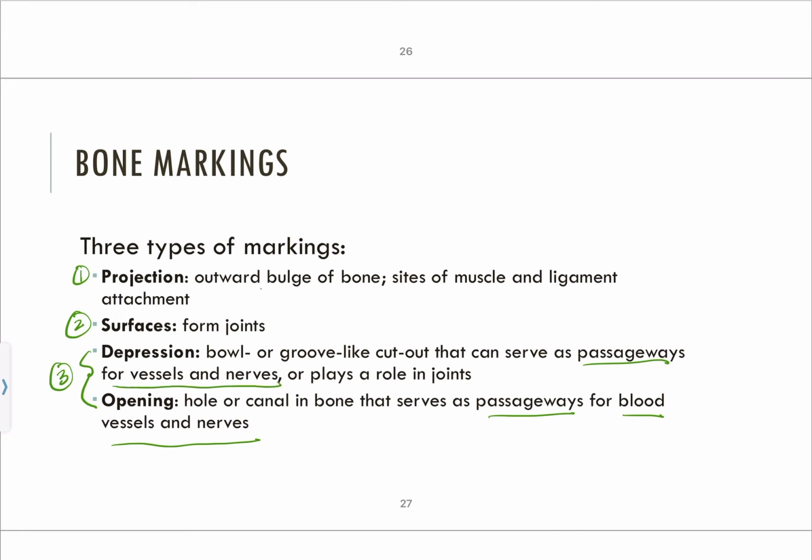When we talk about a projection, what is a projection? It's an outward bulge of bone, and this is going to be sites where muscle and ligament attachment can occur. And when we talk about surfaces, these are areas of the bone that actually form the joints.